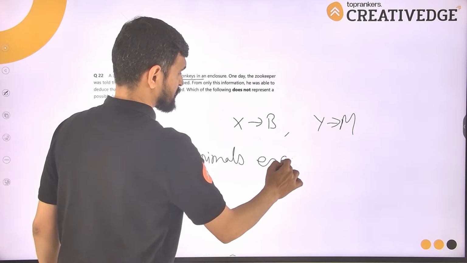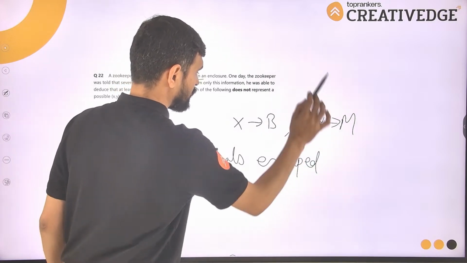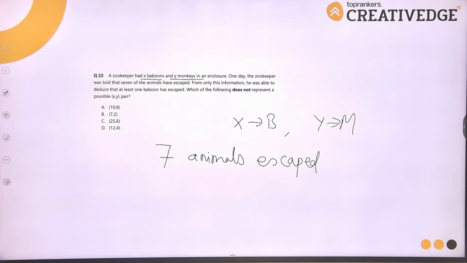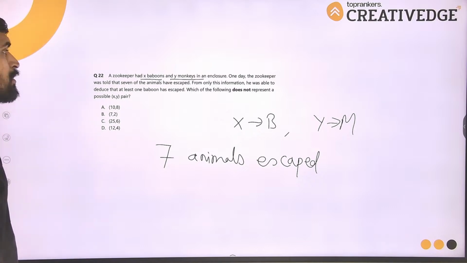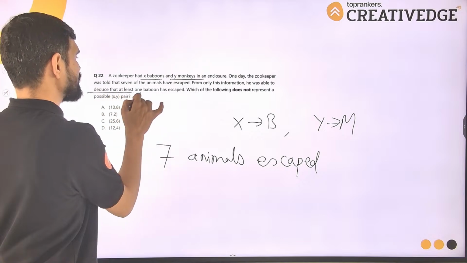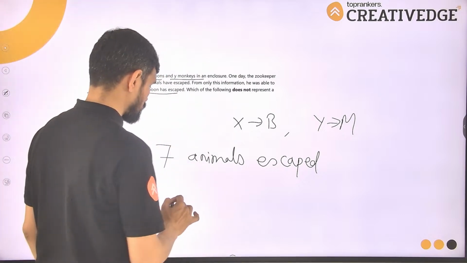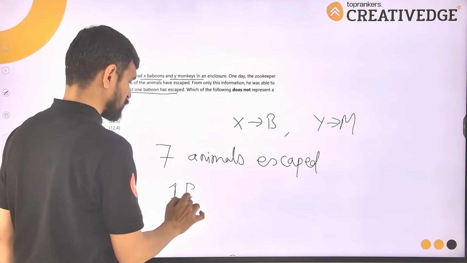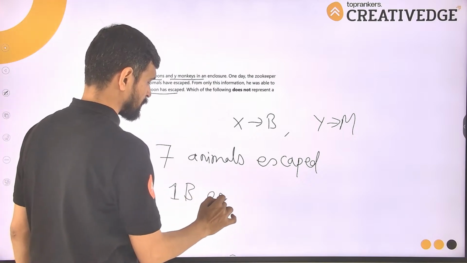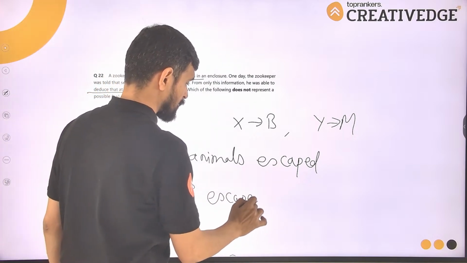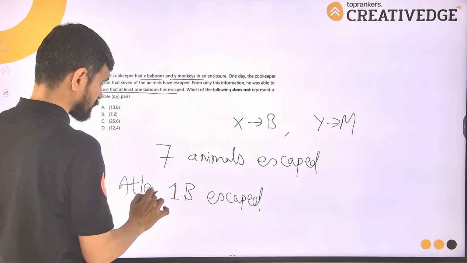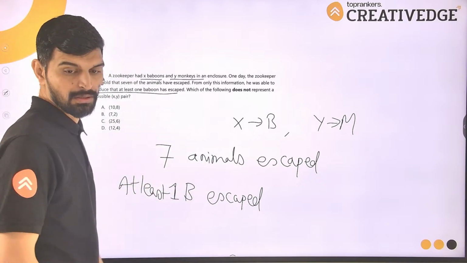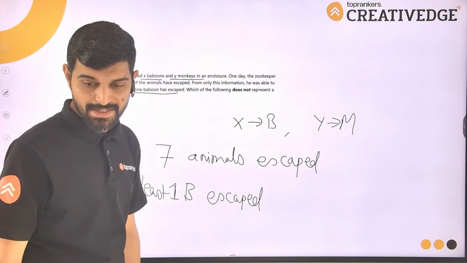Seven animals escaped, right? From only this information, he was able to deduce that at least one baboon escaped. And that too, not one baboon, at least one. Right? At least one baboon has escaped.